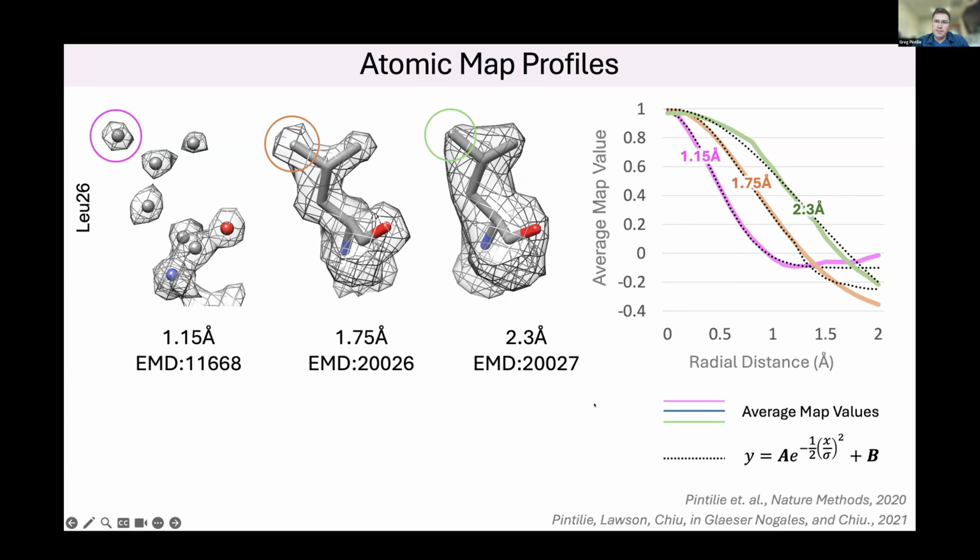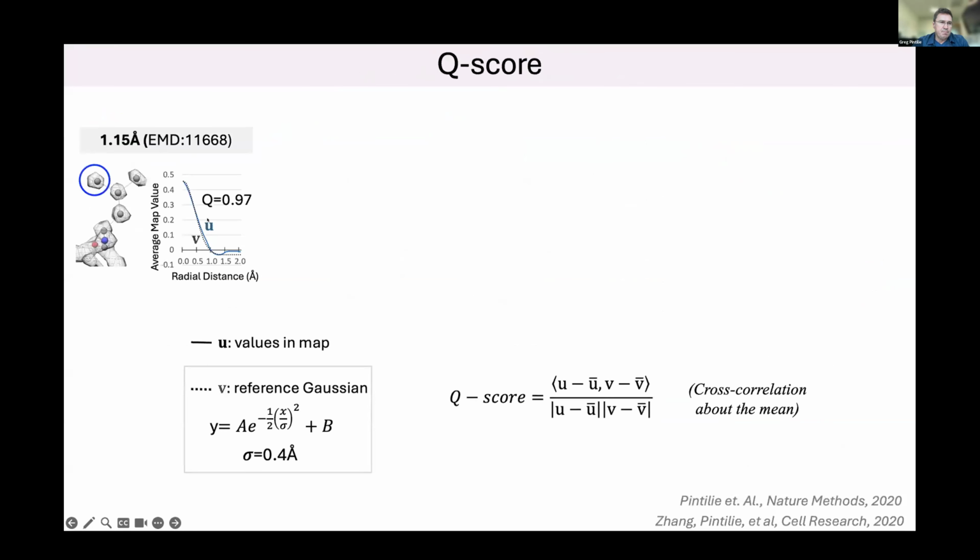So to come up with a way of scoring how well an atom is resolved, we compared the map profile to a reference Gaussian. We asked, what does a Gaussian look like at 1 angstrom resolution? And we roughly calculated that sigma, so it's sort of empirical. It doesn't come from any scattering factors or anything. It's purely based on data.